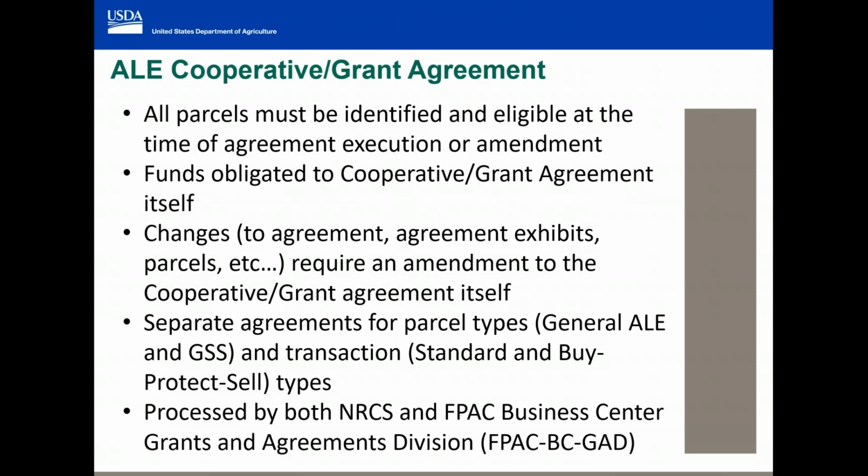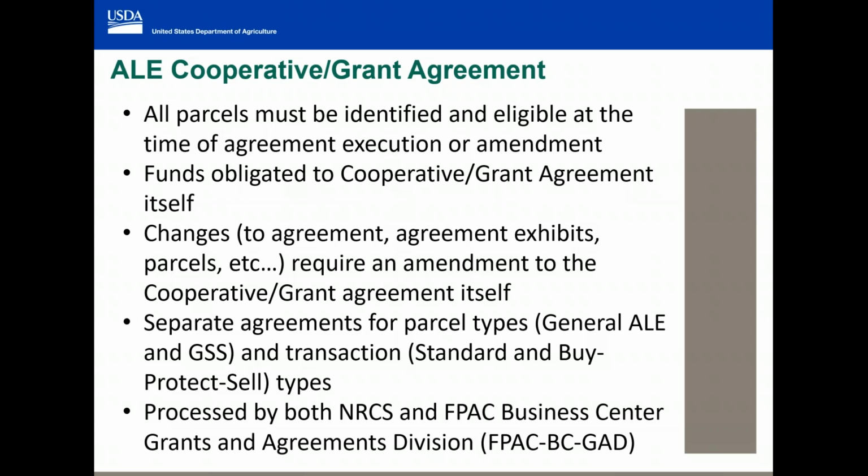And then any changes to the agreement, any exhibits to the agreement, to the parcels that are identified on that agreement, et cetera, require an amendment to the agreement itself. So everything resides in and rests in the agreement. It also then necessitates separate agreements based on the parcel type, and this will be true for 2018 Farm Bill enrollments as well. If the parcels being acquired are general ALE parcels, those all are housed under one cooperative agreement, and any grassland of special environmental significance parcels are housed under a different agreement.